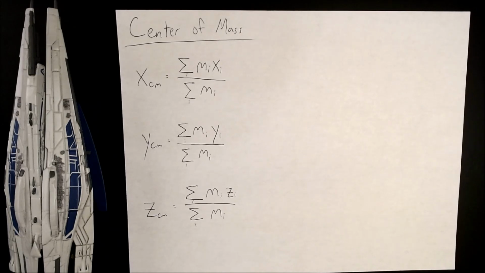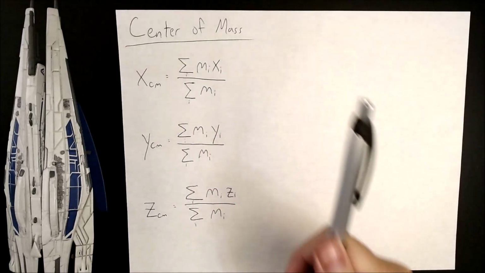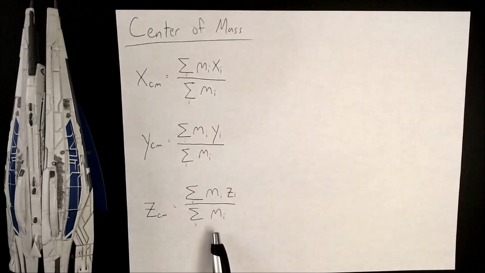This leads us to a new concept called the center of mass. These equations give us the center of mass. They look only slightly intimidating, but they're actually far less intimidating than one might otherwise expect.